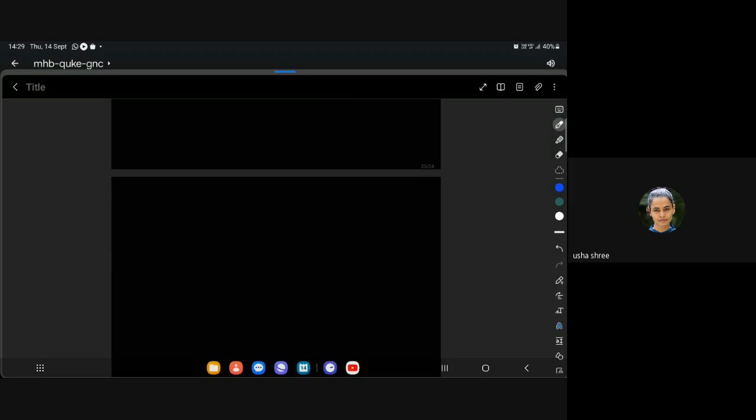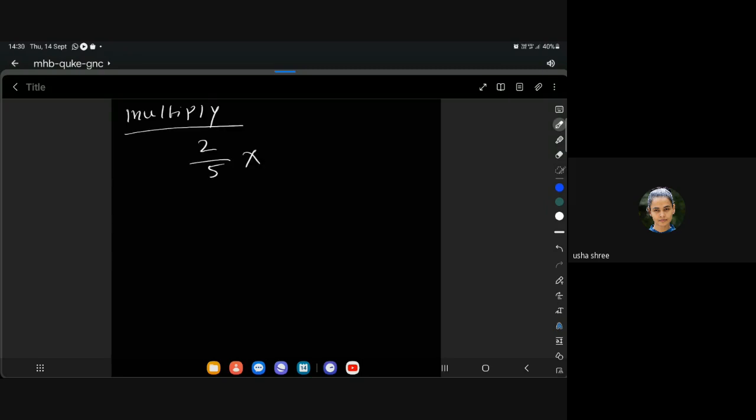Okay, now multiply again. 2 by 5 multiplied by 5 and 1/4. What is the result?